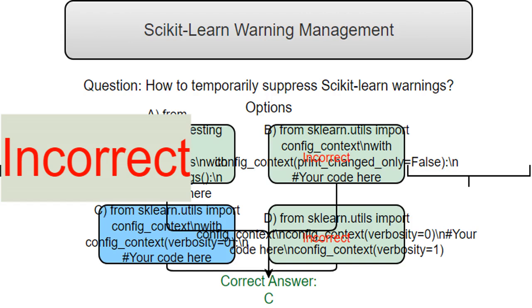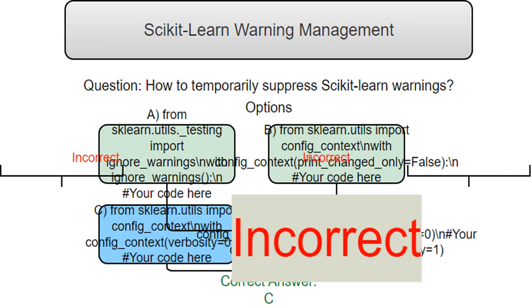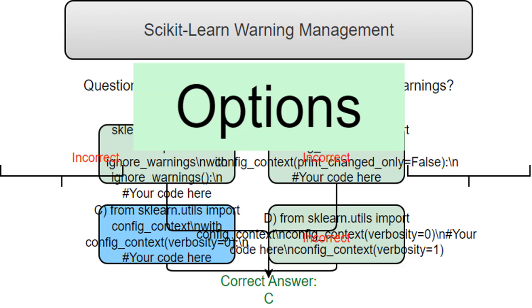This indicates options B and D as incorrect answers. This row provides a general label for the provided code options, A, B, C, D.